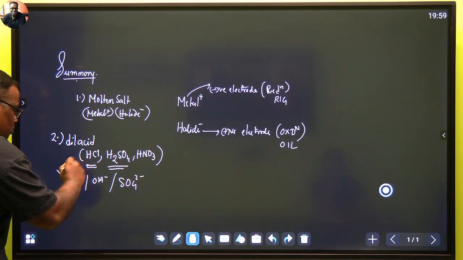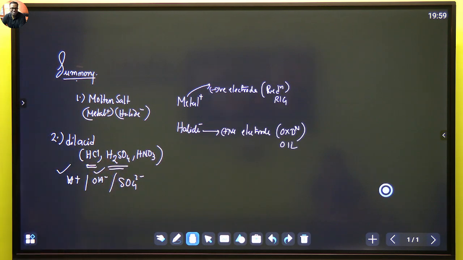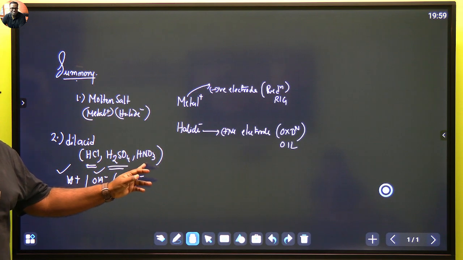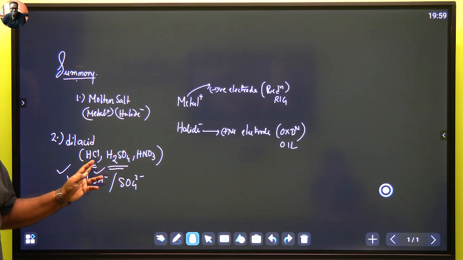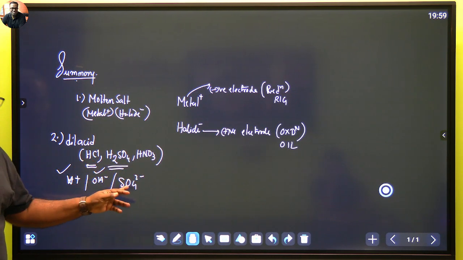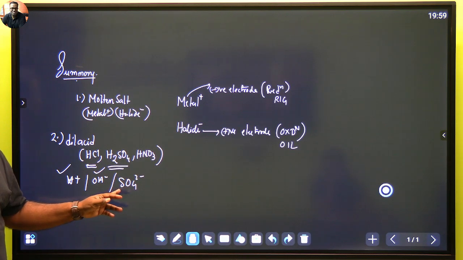Out of these, only these two will be the lucky ones to get discharged. We are not talking HNO3 now. After some time, I'll tell you. HCl also keep it suspended. SO4 will not go. Why it will not go?